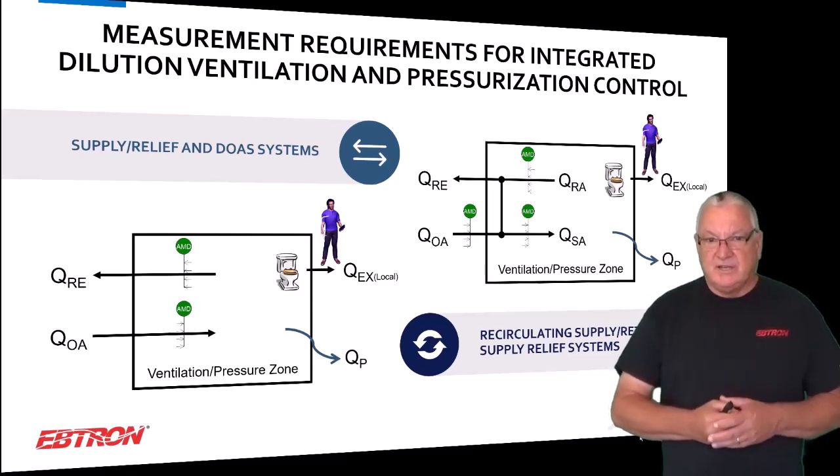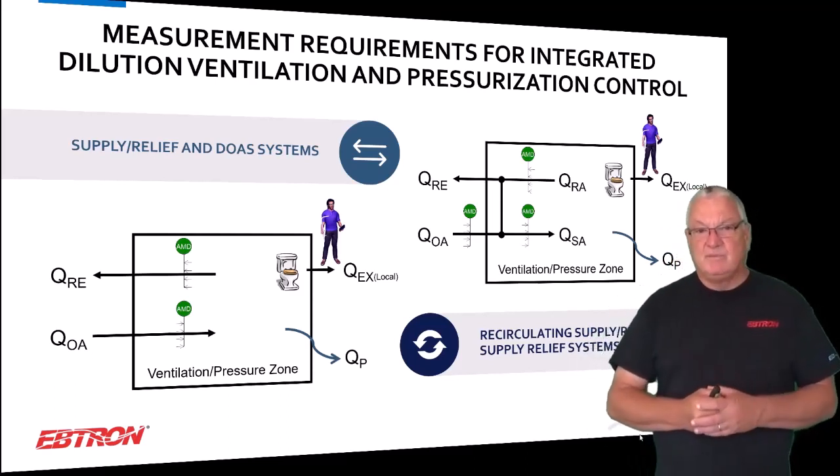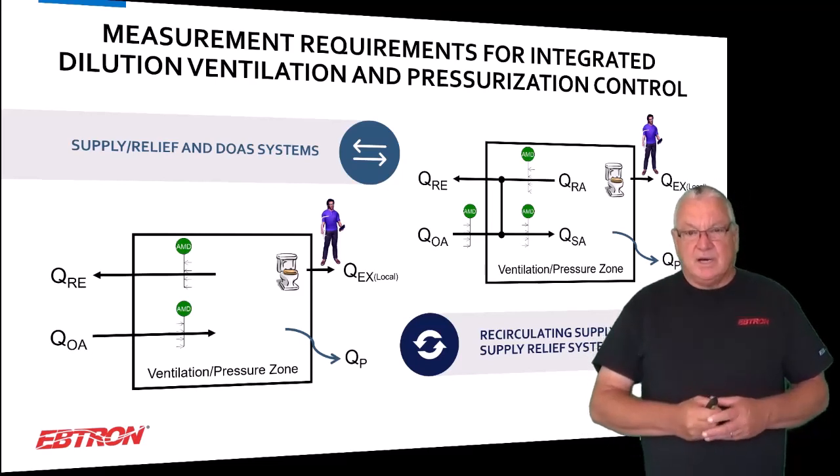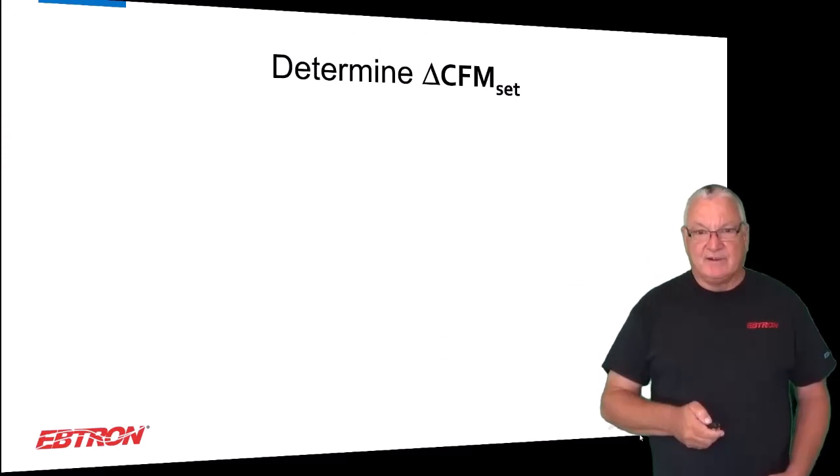So recirculating units, we're going to have to do a combination of supply and return flow measurement as well as at least minimum ventilation or minimum outdoor air, okay? So, those are going to be the measurement points that we're going to have, all right?